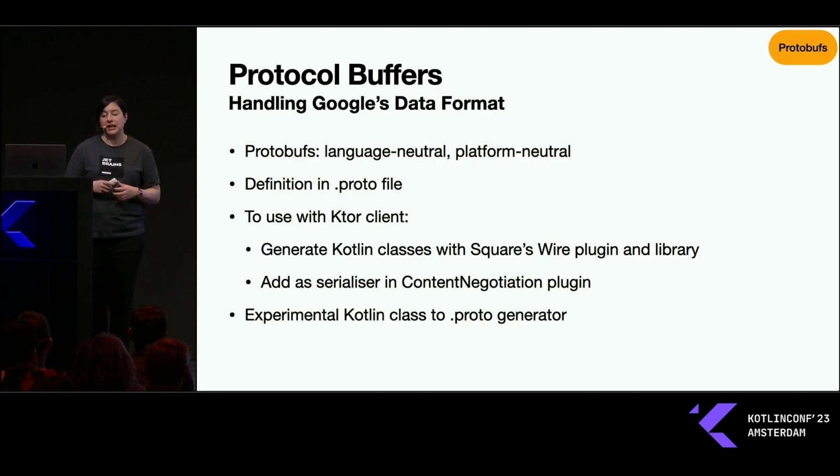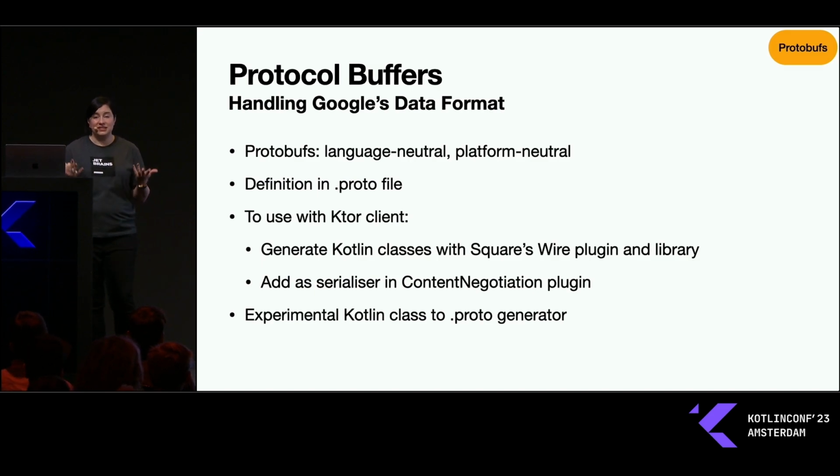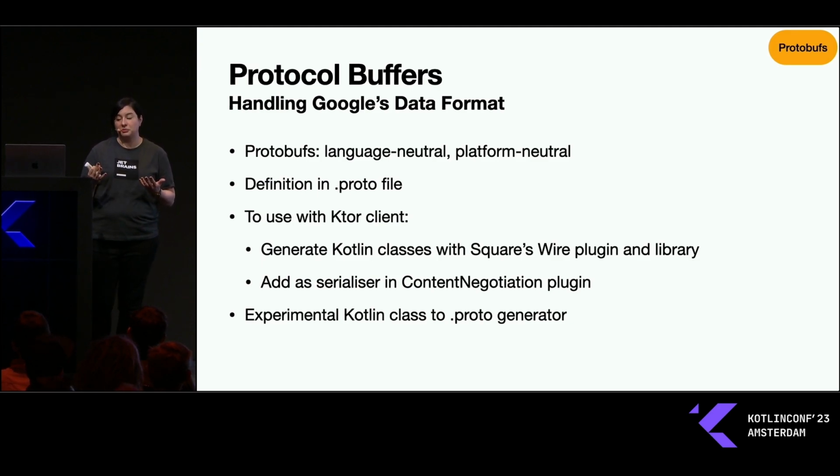To use it with Ktor client, you can use Square's Wire plugin to take that proto file and generate your Kotlin classes with it. Then you add protobuf as a serializer in your content negotiation plugin, and then you're done. It's really as simple as that. It's really quick and simple to set up.